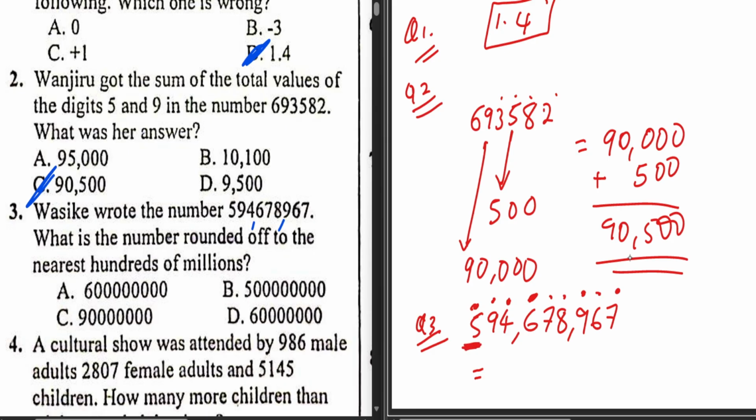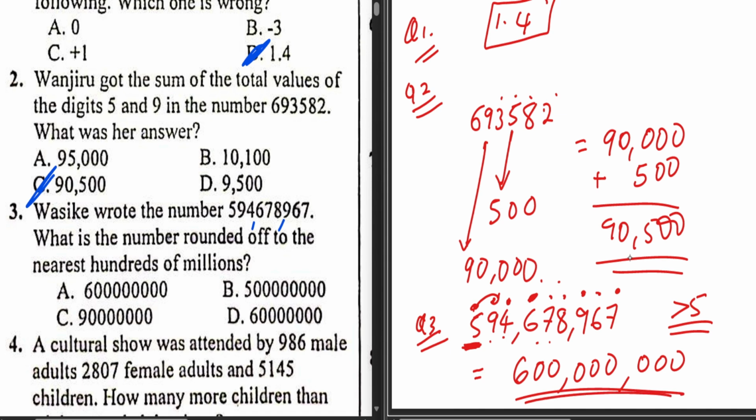This is 5, and in front of 5 you have 9. Is it greater than 5? Yes, then you round up the 5 to 6, and the other numbers become zeros. So 1, 2, 3, 4, 5 zeros, and your final answer should be 600 million. Now it's somehow harder. The answer is A. This one is not 600 million, this is 60 million, so it cannot be your answer.